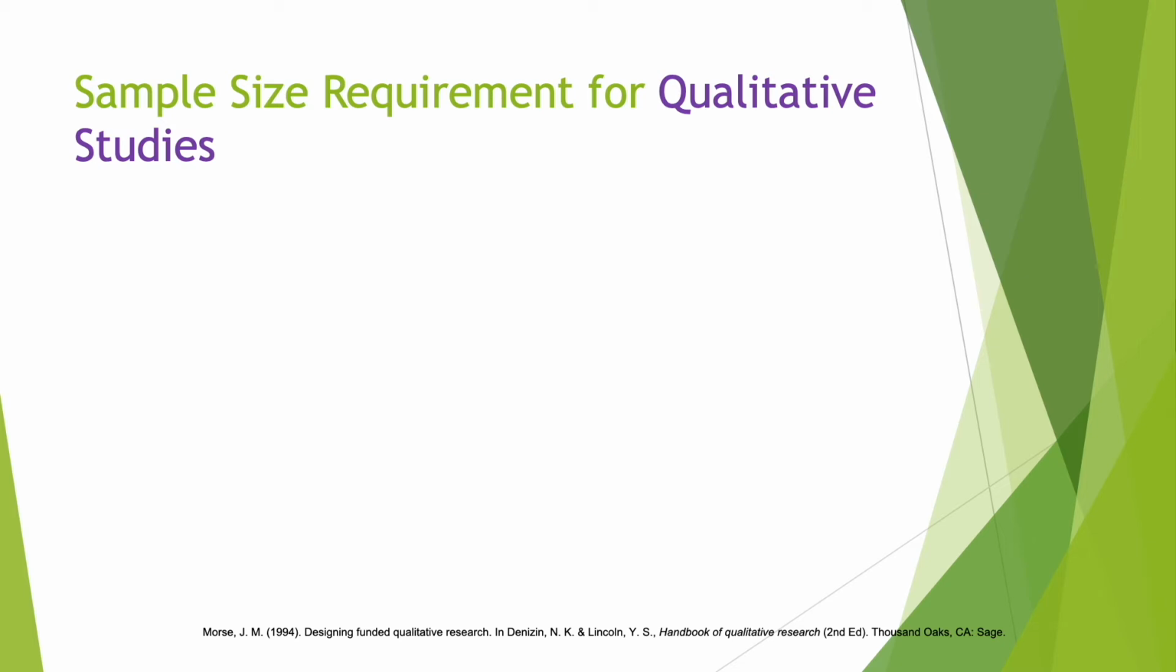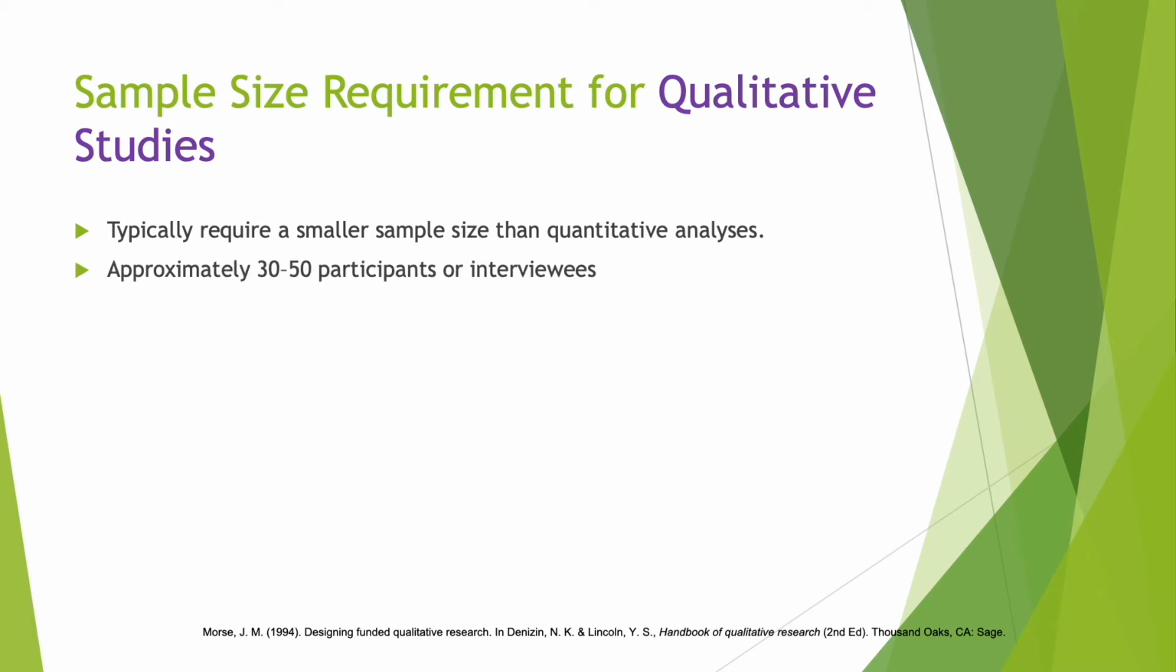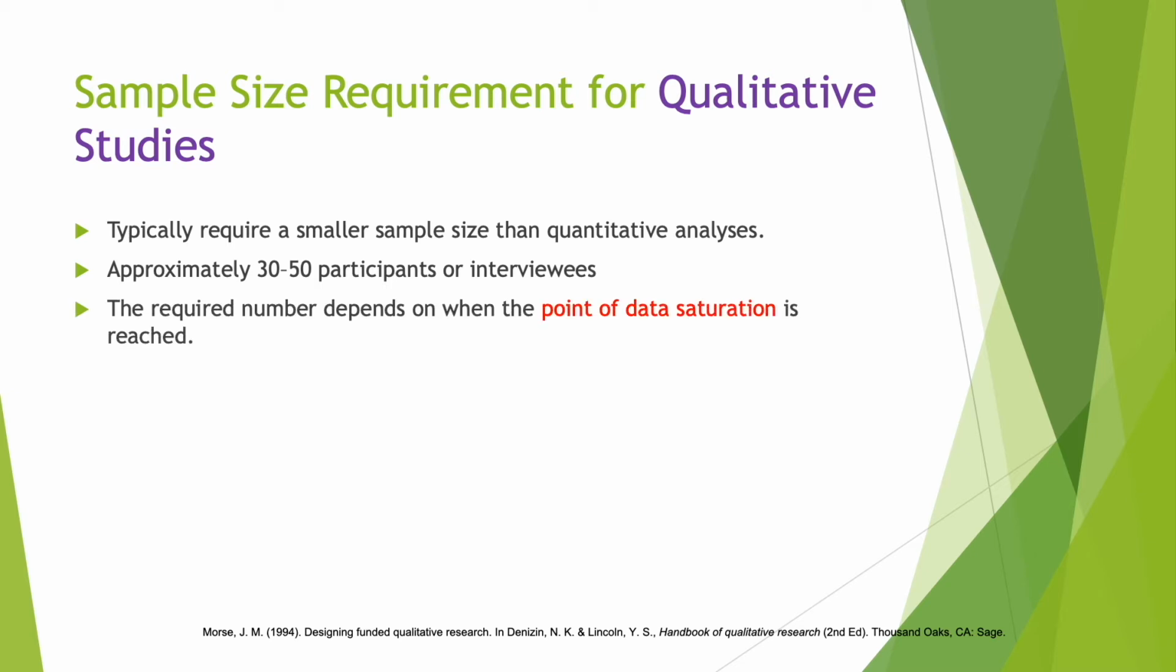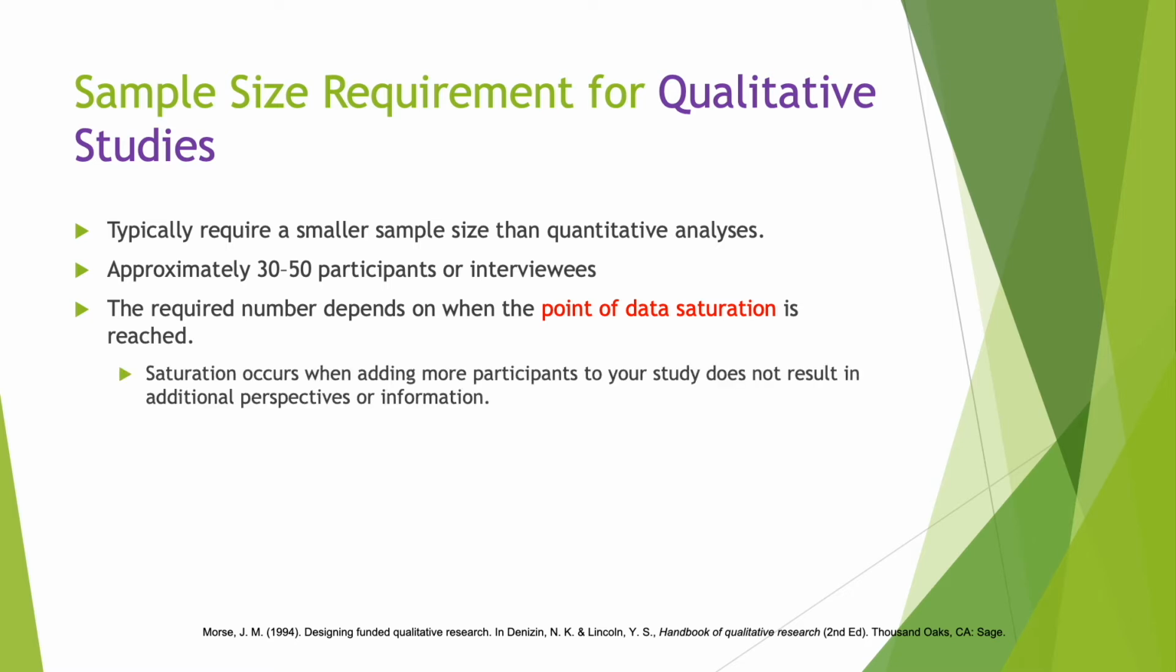Now, for qualitative studies, the sample size requirement is typically smaller than that of their quantitative counterparts. On average, about 30 to 50 participants or interviewees are needed. However, the number of participants needed depends on whether or not the so-called point of data saturation is reached. But how do we know when we've already reached this point? Saturation occurs when adding more participants to your study does not result in additional perspectives or information coming from those being surveyed or interviewed. Like when you regularly encounter the same themes in a participant's responses, perhaps adding more participants may no longer be needed.